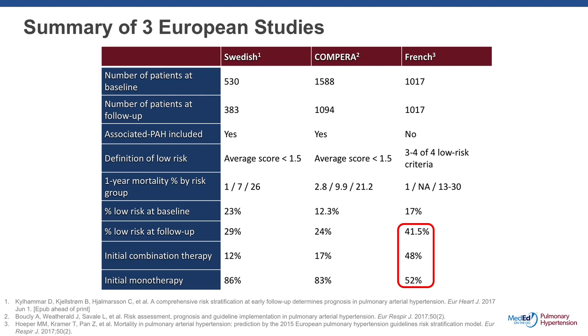Now, remember, these are historical registries, some of which started more than a decade ago, and we didn't have as much therapy then. And I'd like to think that we can do better now. We can get more of our patients into the low risk status at the time of follow-up. You see the French got the most patients to low risk at the time of follow-up, 41%. They're also the group that used the most initial combination therapy. And so I think this adds credence to the concept that we need to be more aggressive with our therapy for patients.